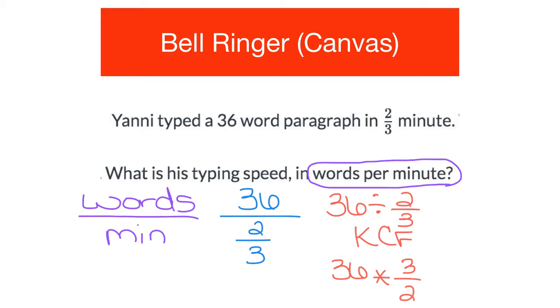Now let's make 36 into a fraction, 36/1. And when we multiply across the denominator, we get 2. And across the numerator, we get 108. Simplifying this improper fraction to a mixed number, we find that he can type 54 words per minute.